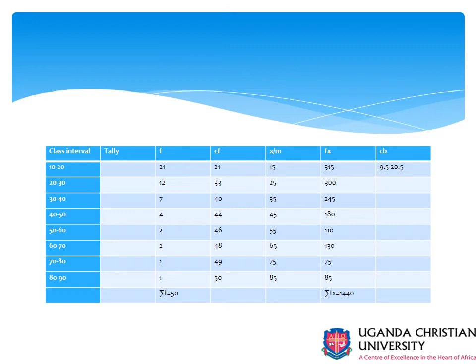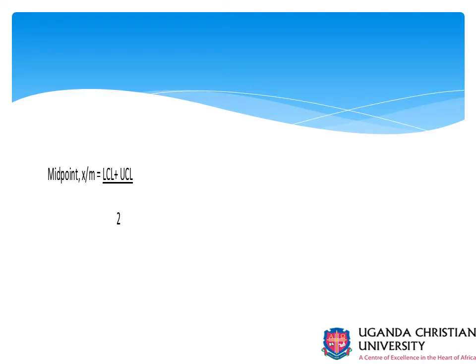So after you have completed this table, you can find the total of the fx, because it normally helps you when you're computing the mean of the given data set. Also, you find the total of the frequency column, and that's the sum of frequency given as 50, and then the sum of the product of frequency and midpoints is given as 1440. So this was explaining how we get midpoints. We get them by adding the lower class limit plus the upper class limit and dividing by 2.